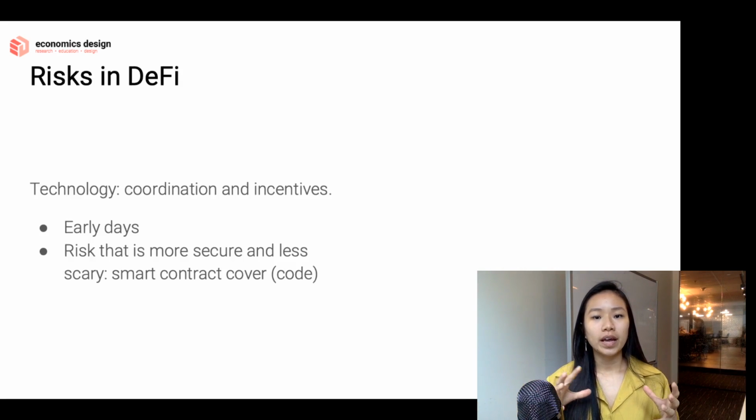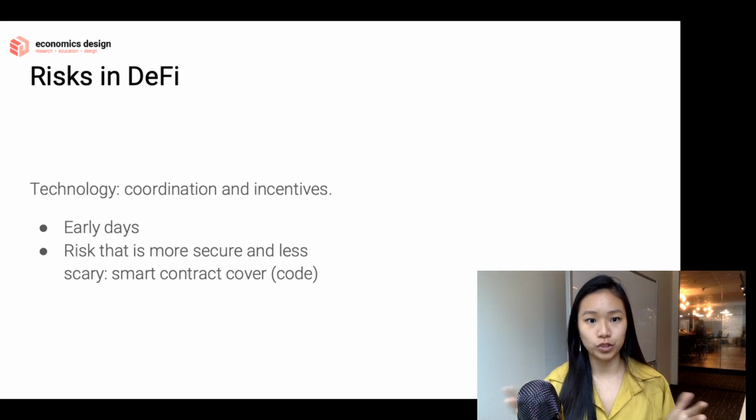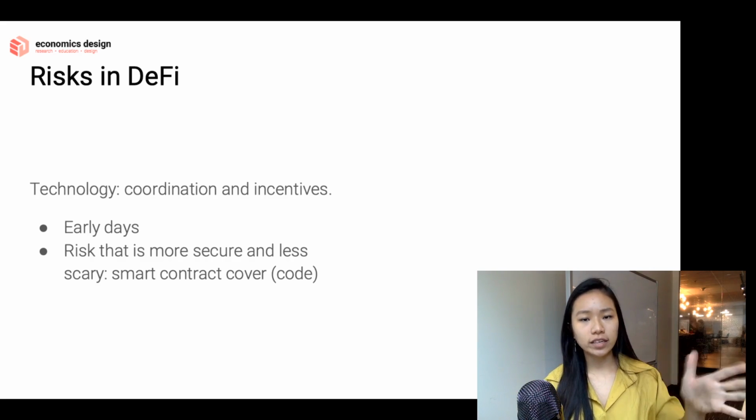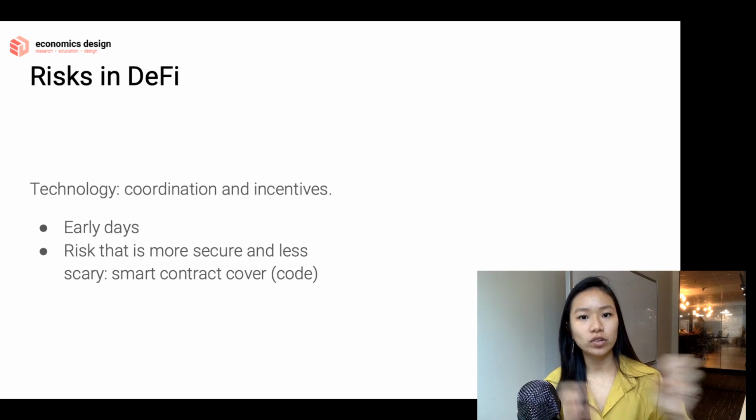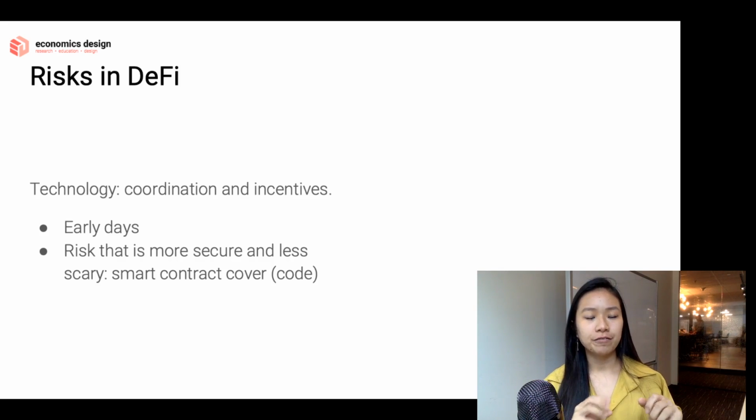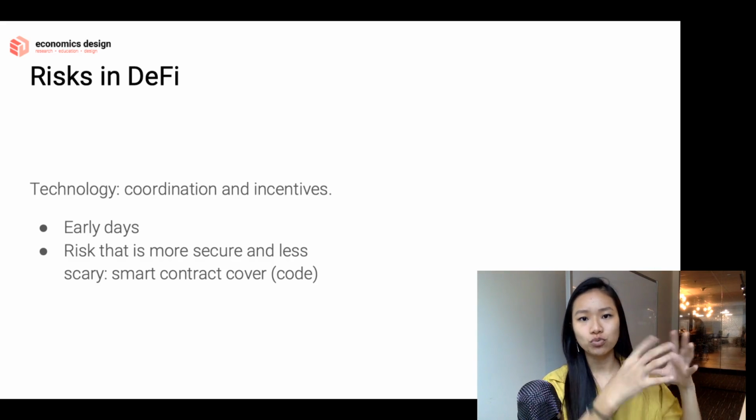So in DeFi in general, what are we looking at? In DeFi, technology is a double-edged sword. On one hand, technology, like blockchain, is really, really good at coordinating all these different participants, at finding new incentives to incentivize different behaviors and optimizing the community. So technology is really good at that.